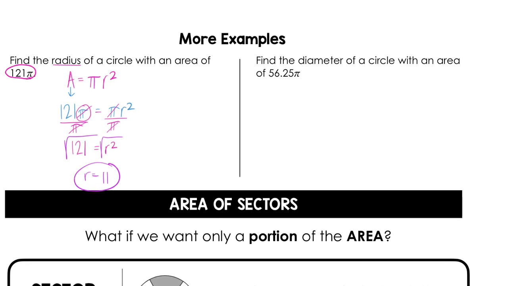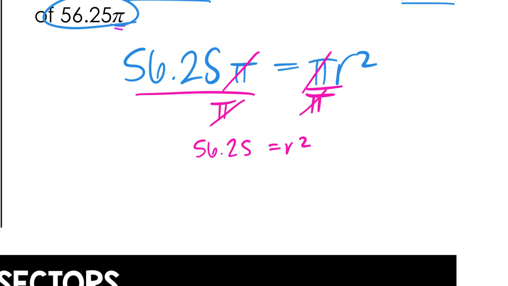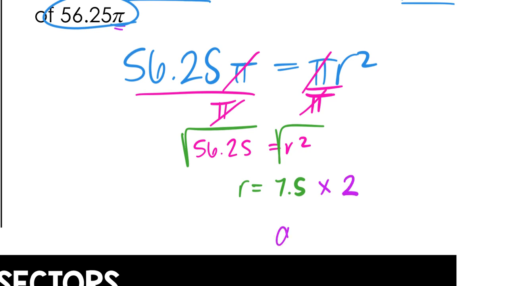Okay, the next one's similar to that. It's got a pi in the answer, right? It says find the diameter of a circle with an area of this. So same thing, we're going to say that 56.25 pi equals pi r squared. And then we will divide both sides by pi again. So these will cancel. So 56.25 equals r squared. Then we can square root both sides. So r is going to equal 7.5. But they want the diameter, so we're going to double that. We're going to times it by 2. So the diameter is going to be 15.